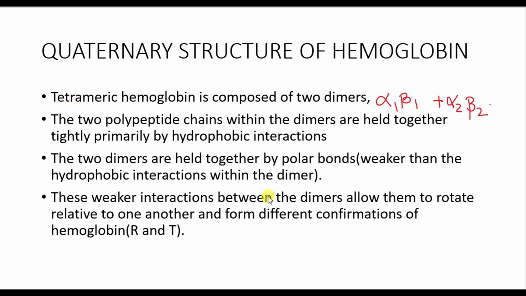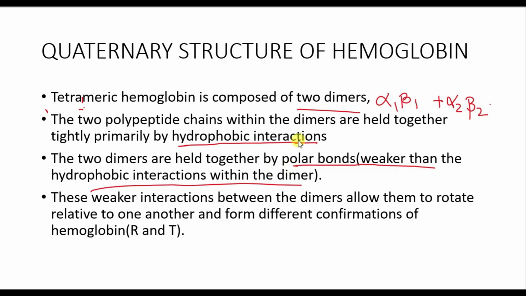Okay, I've listed down all the points that I discussed in the previous slide. Tetrameric hemoglobin is composed of two dimers. Alpha 1 beta 1 and alpha 2 beta 2 are the two dimers which are present in the tetramer. The two polypeptide chains within the dimer are held tightly, primarily by hydrophobic interactions, and we've talked about that as well. The two dimers are held together by polar bonds, which are weaker than the hydrophobic interactions within the dimer.